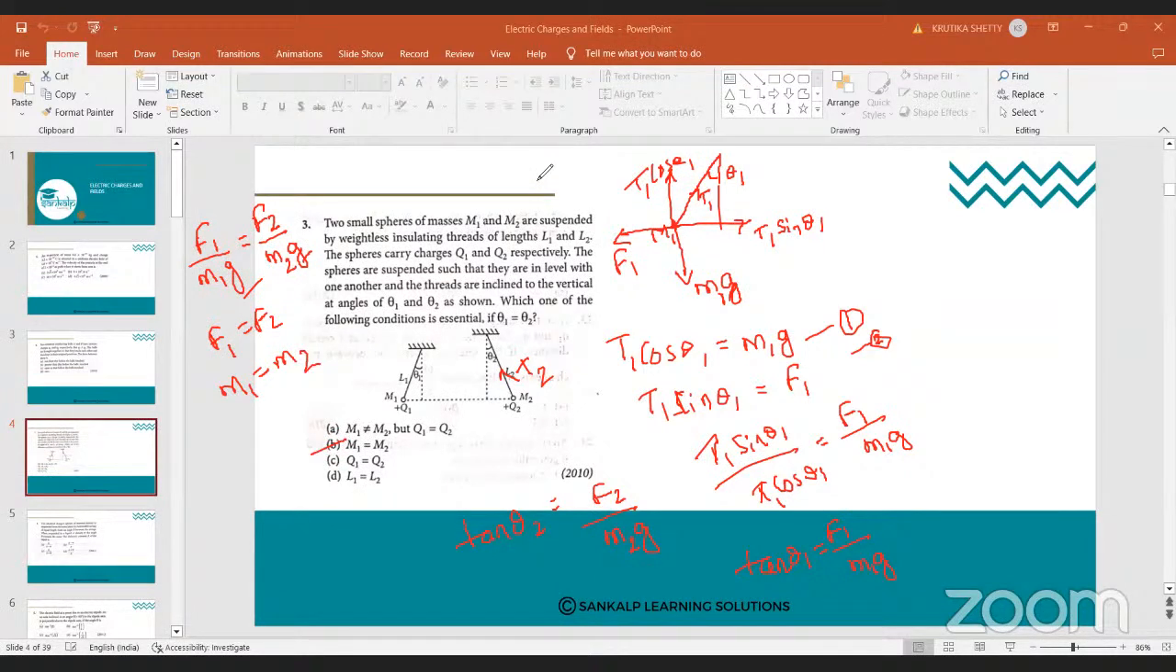Yes, correct. I hope everyone understood this solution. So what we have done here: we resolve the figure according to vector resolution, T1 into T1 sin theta 1 and T1 cos theta 1. So in figure 1, T1 cos theta 1 is equal to M1G, T1 sin theta 1 is equal to F1. Divide the equations and tan theta comes. They have given the condition in the question that theta 1 is equal to theta 2. Therefore, F1 is equal to F2 and M1 is equal to M2.